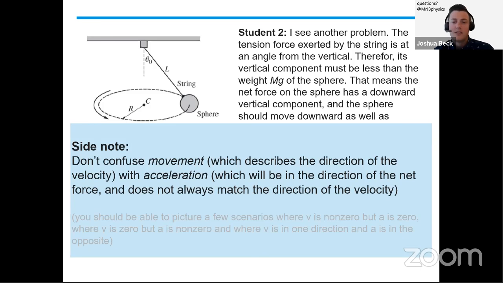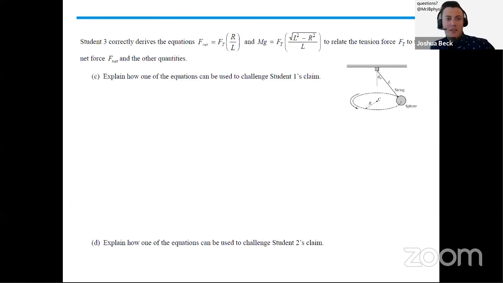And then obviously scenarios where they're both in the same direction. So just a side note, be careful with your words. Don't confuse movement with acceleration or net force, okay? So let's move on to the next part.